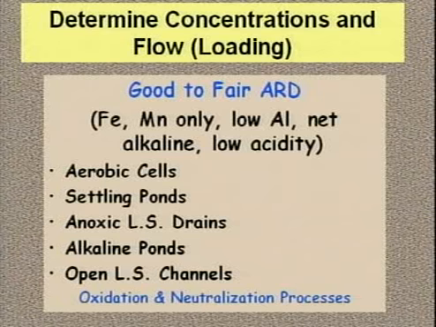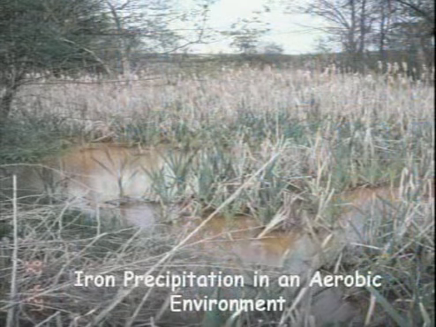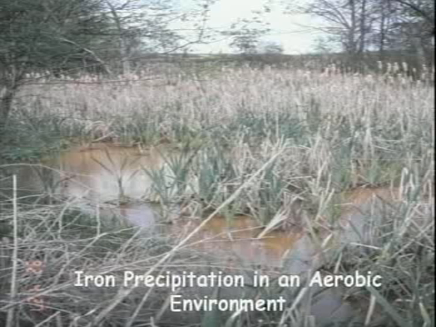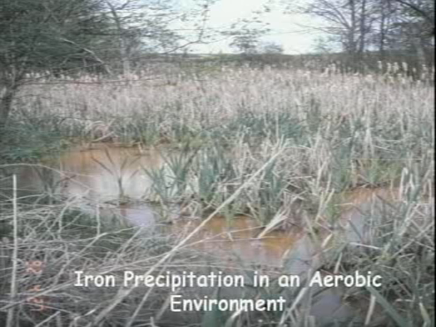You can probably get by using oxidation and neutralization processes like aerobic cells and settling ponds and other limestone-based cells that are listed here. Now, arsenic in small amounts can be handled by these cell types if you do have enough iron present. But if you have heavy metals like copper, lead, and zinc, you need to go to something else like sulfate reduction. To give you an idea of what an aerobic cell looks like, here you can see iron precipitating in a cattail-dominated cell, but there are probably other biota here like grasses, sedges, and algae that are doing a lot of the same things.